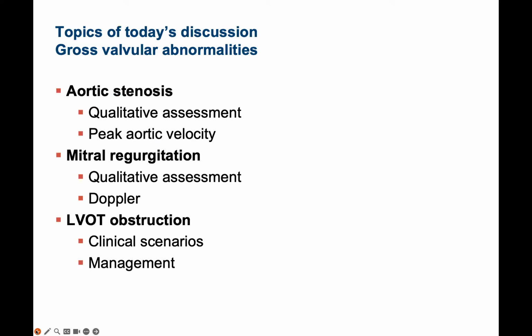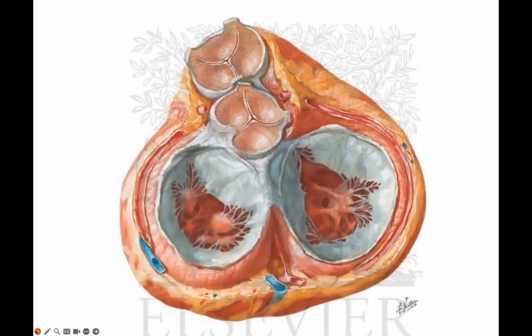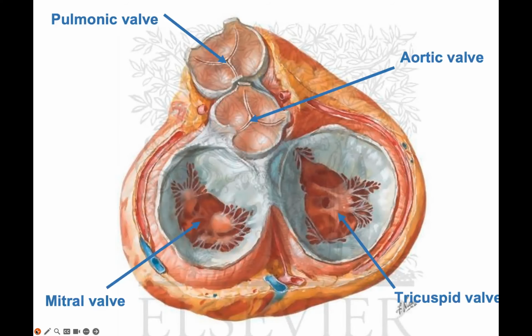In aortic stenosis, we will talk about a qualitative assessment, so how to look at the aortic valve and assess qualitatively if you see stenosis. We'll talk about peak aortic velocity as a quantitative evaluation we can do of the aortic valve. We'll talk about mitral regurgitation, again, a qualitative assessment of if we see mitral regurgitation. And then we will learn how to do Doppler assessment of the mitral valve. We will also talk about LVOT obstruction, where we review some clinical scenarios and talk about the management of an LVOT obstruction.